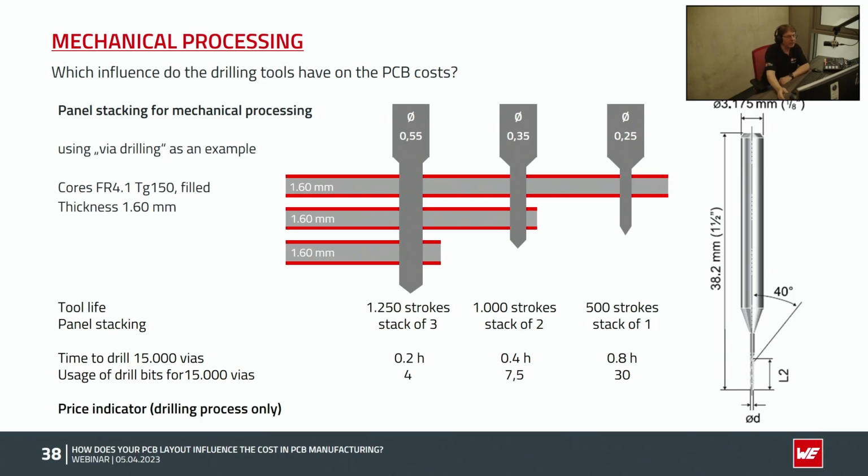So as a price indicator for the drilling process only, that means if we assume 100% for the large bit, we double the price for the 0.35 millimeter bit, and even have a factor of 4.6 for the small bit. So that's quite an impressive difference.